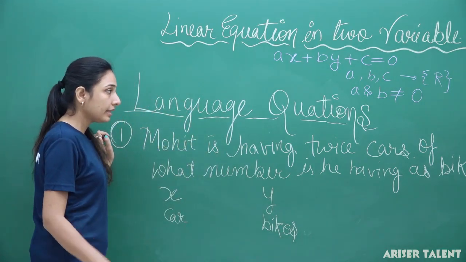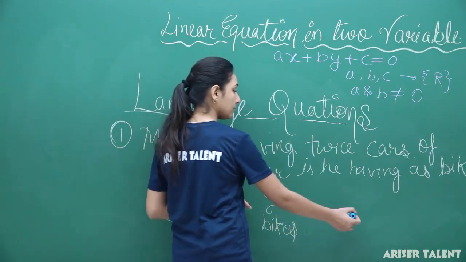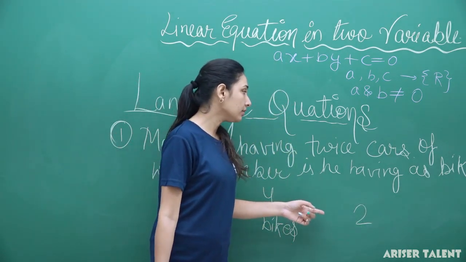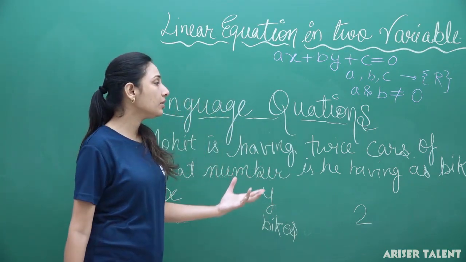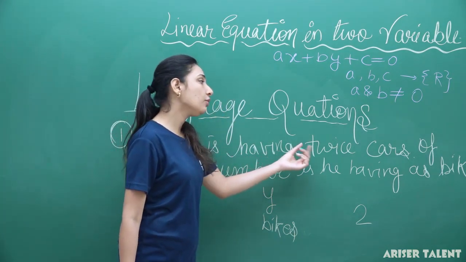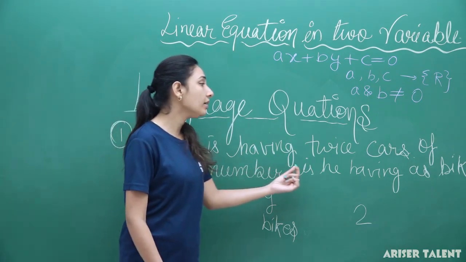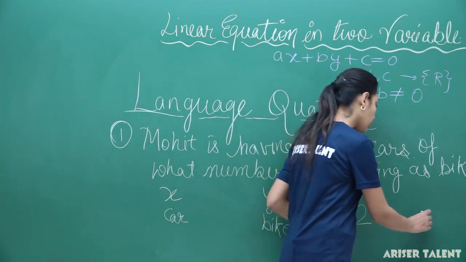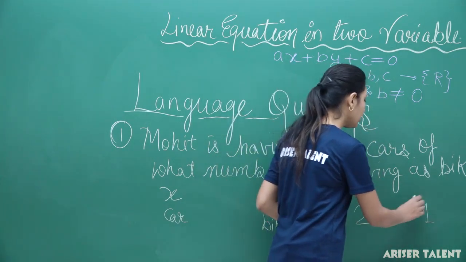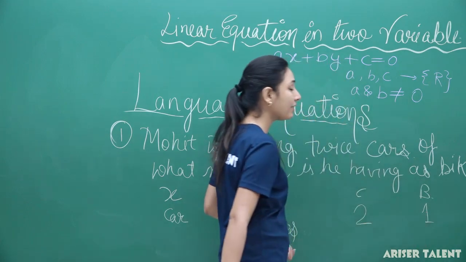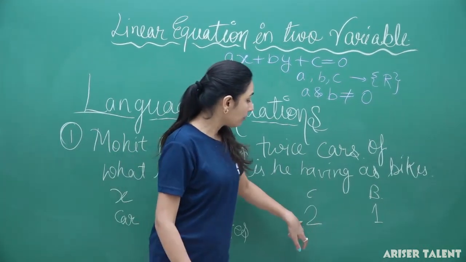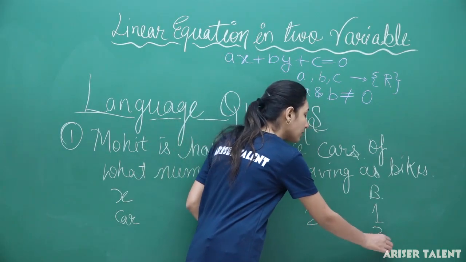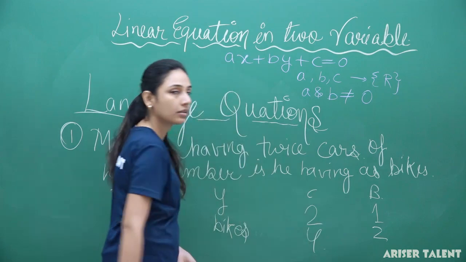Let us suppose that he is having 2 cars. If he is having 2 cars, how many bikes is he having, because Mohit is having twice as many cars as bikes. So, that means he is having only 1 bike. Why? Because the number of cars is just twice. If he is having 2 bikes, he is having 4 cars.